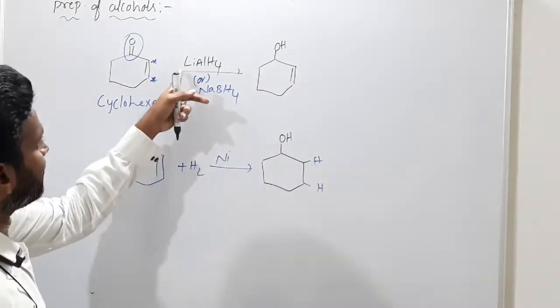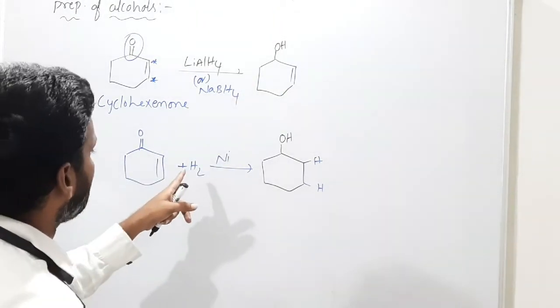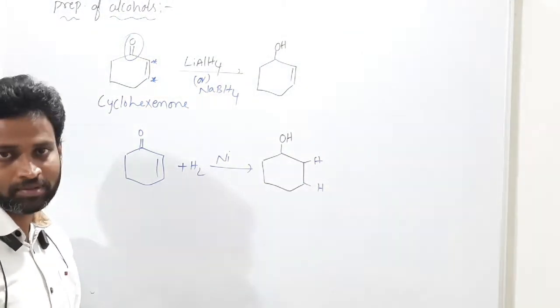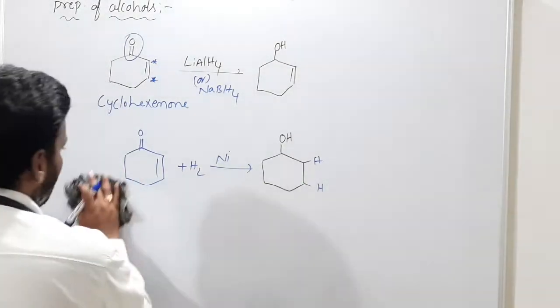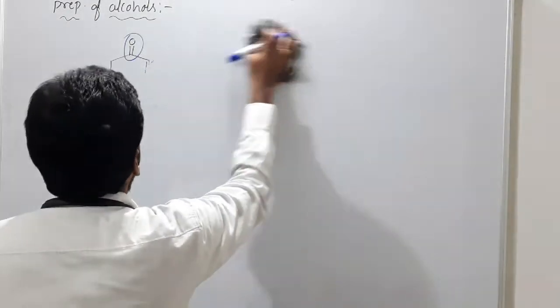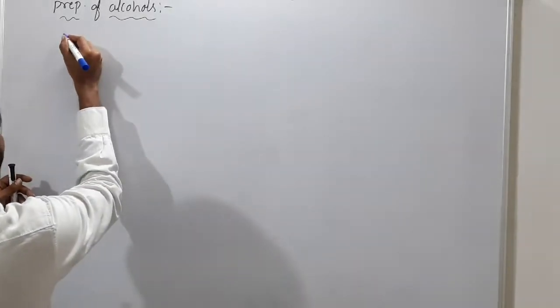See the difference. If you use LiAlH4 and NaBH4, what is the product? And if I use metal with hydrogen, hydrogenation with metal, what happens? So these are very, very important reactions. So you must follow and write down everything. So next one.